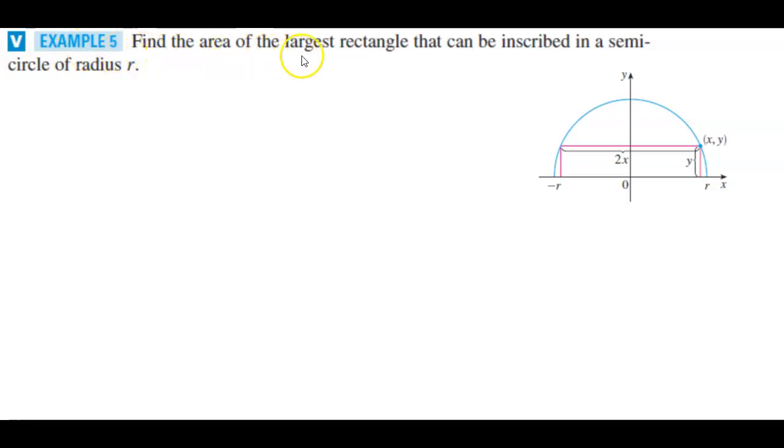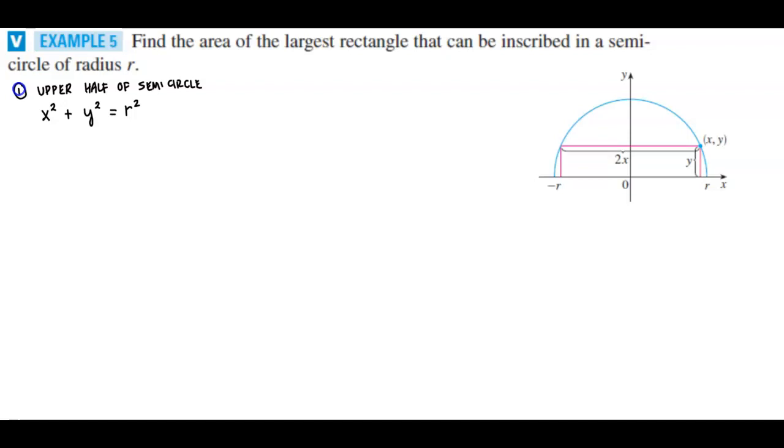Example 5, find the area of the largest rectangle that can be inscribed in a semicircle of radius r. Well, the first thing is, since we have a semicircle, we should know that the upper half of the semicircle is x squared plus y squared, which is equal to r squared.